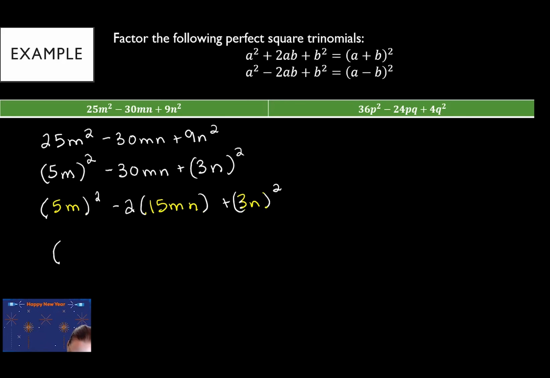So then I just go straight to my answer here. I have 5m and then another minus. Why did I make all these minus? I'm going to make the next one plus there. So then it's a minus because our middle term is minus, and then 3n squared.